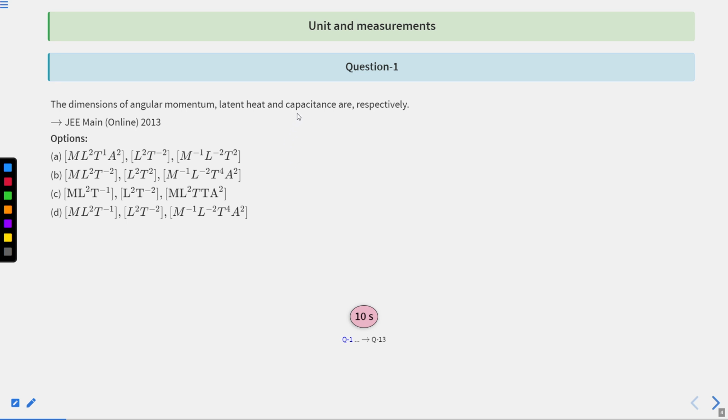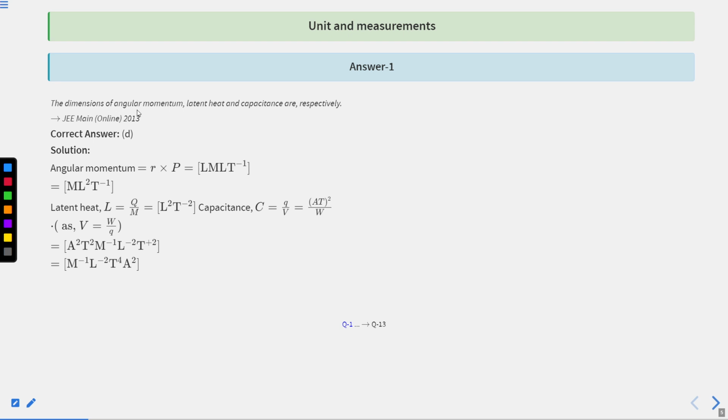So the first question is: the dimensions of angular momentum, latent heat and capacitance are respectively. Which option is correct? A, B, C and D. You have 10 seconds to solve this question. After that we will provide the solution. Let's see the answer.